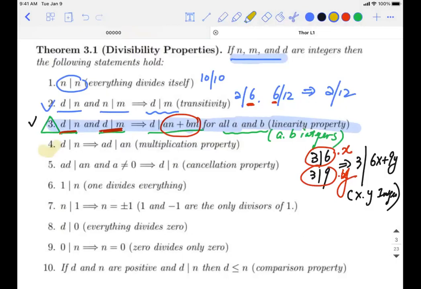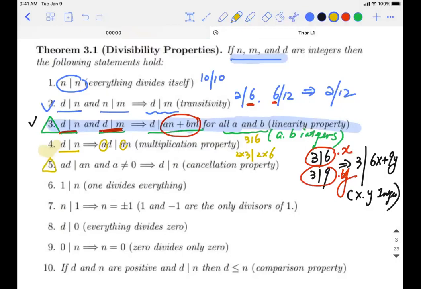Let's say number 4, what's going to happen? Let's say d is a divisor of n. If on the two sides you multiply by the same thing, then ad must also be a divisor of an. 3 is a divisor of 6, right? If you times 2 on two sides of this divisibility sign, then 2 times 3 must be a divisor of 2 times 6. 6 is a divisor of 12, which totally makes sense, right?